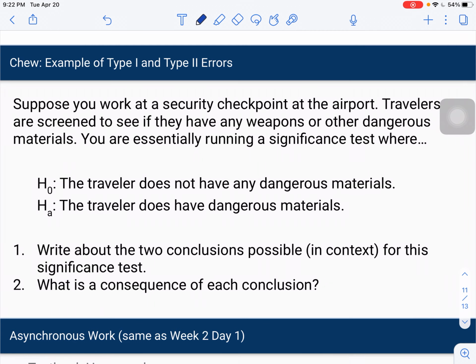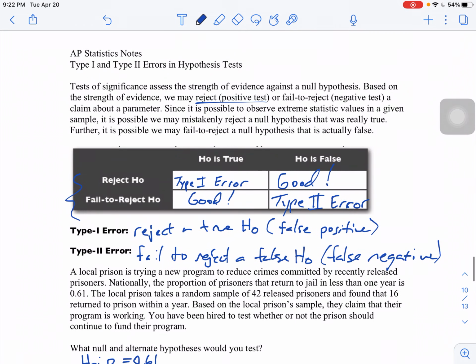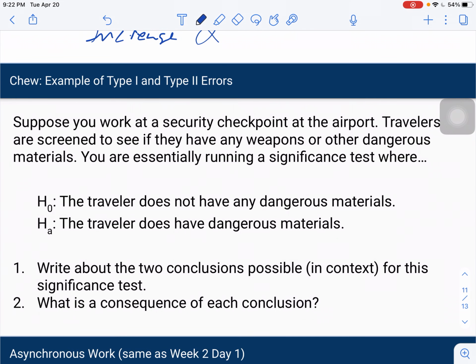All right, so type 1 error in this case. Remember, a type 1 error is when we reject a true null hypothesis. If the null is true, that would mean that the traveler does not have any dangerous weapons, but the test is going to reject that. So the test is going to say the traveler does have dangerous materials when they really don't. So that would be a type 1 error, you would be claiming that a traveler has dangerous materials when they really do not.